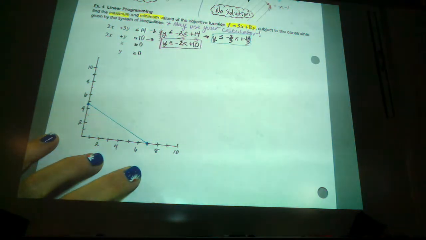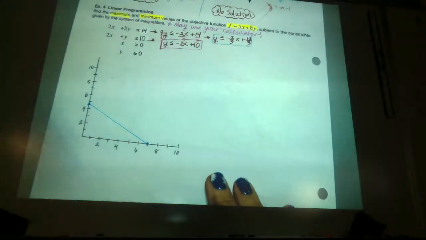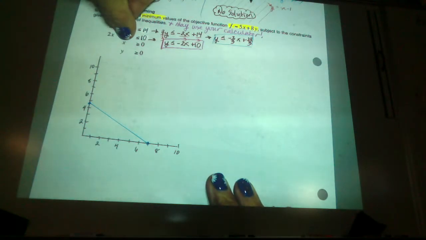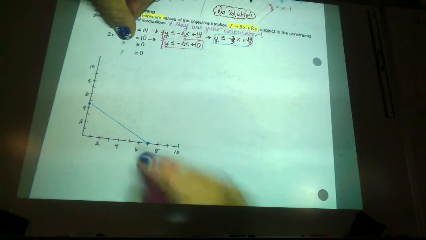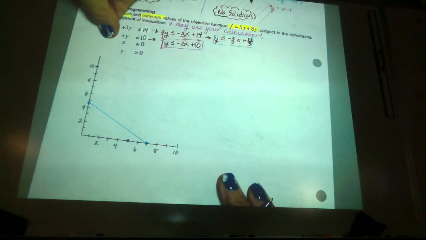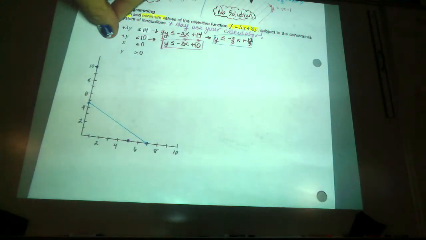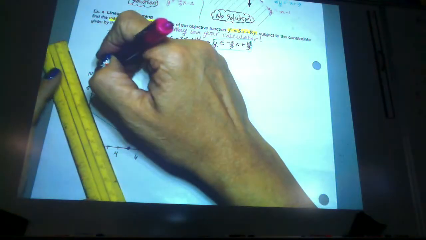All right, so that one's easy enough to graph, isn't it? We could use x and y intercepts if you want to. If I let y equal 0, what's x going to be? 5. So we plot a point at 5 on the x-axis. If I let x equal 0, what's y going to be? 10. So plot a point on the y-axis at 10. And an intersection is created between the two lines.